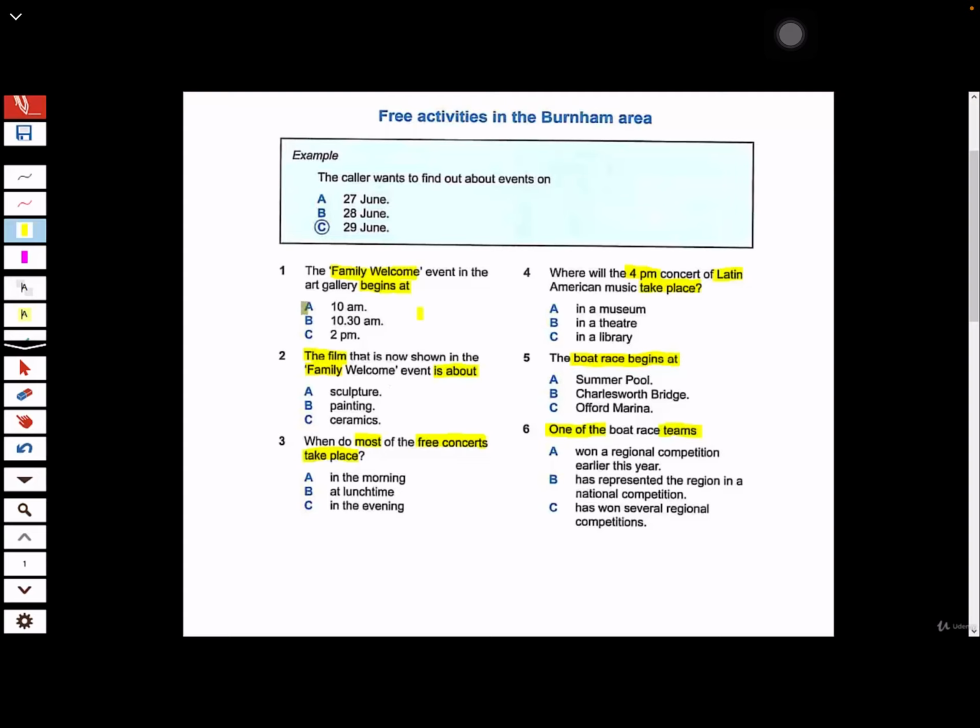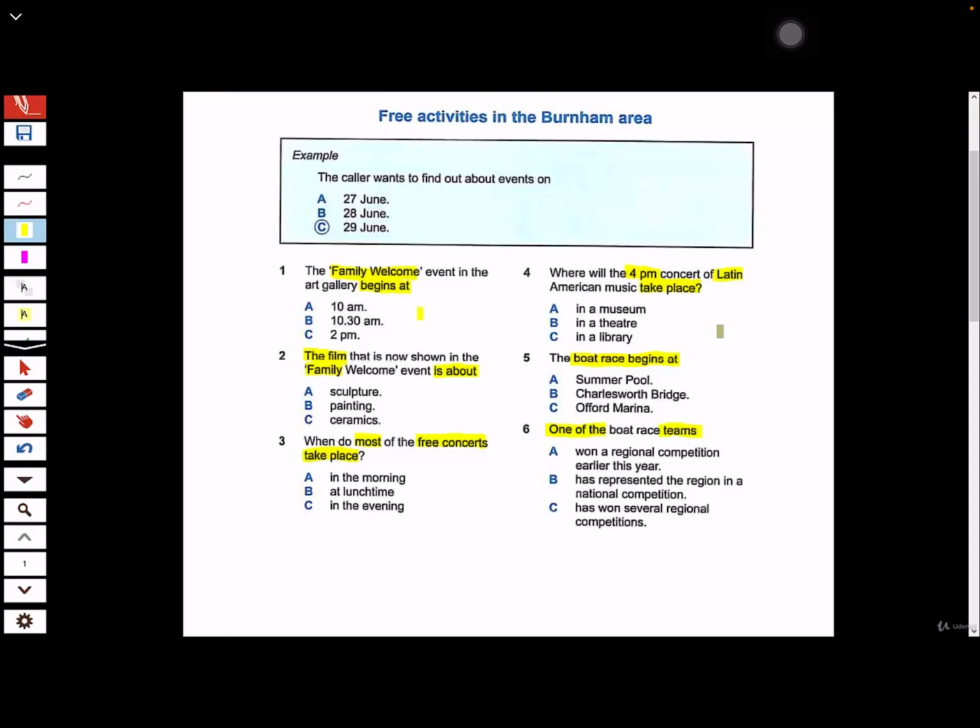So for example, for number 1, whatever that correct answer choice is, A, B, or C, is connected to begins at. Number 2, whatever the correct answer choice is, A, B, or C, is connected to what the film, Family Welcome, is about. Example for number 4, whatever answer choice is connected to 4 p.m. So you have to connect an answer choice to the keyword language in the question. That's why identifying the keyword language in the question is so important.